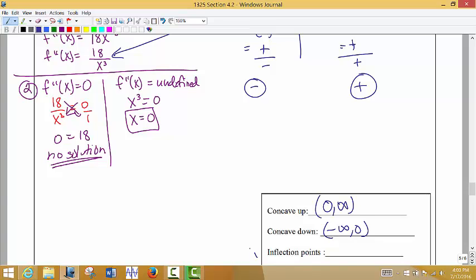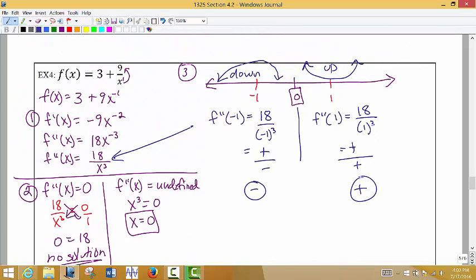Okay, now the question comes down to inflection points. Do we have an inflection point? Well, your first thought might be, of course we do, because we definitely switch from concave down to concave up. There's a transition between the different types of concavity, so 0 has to be an inflection point.